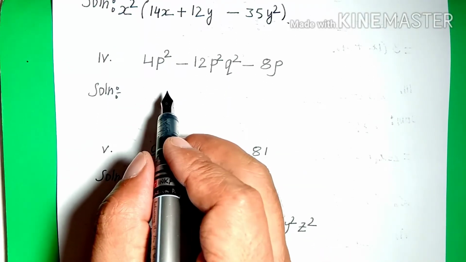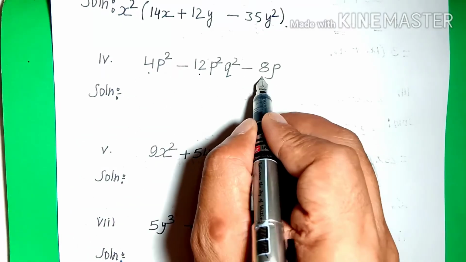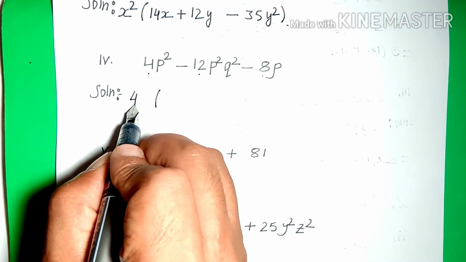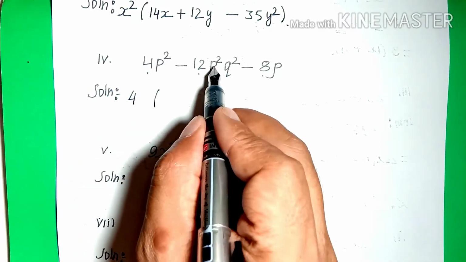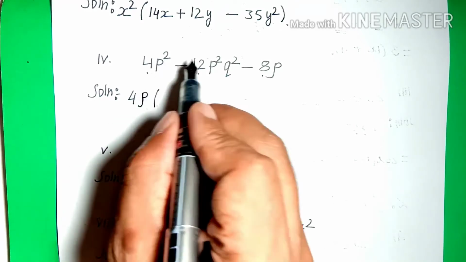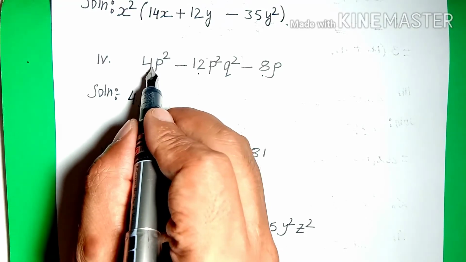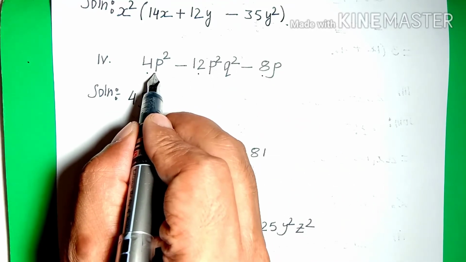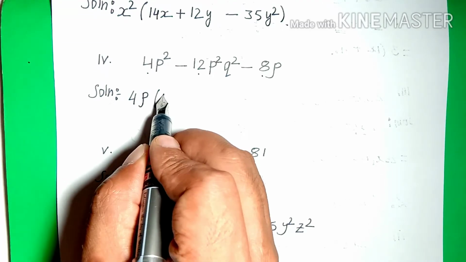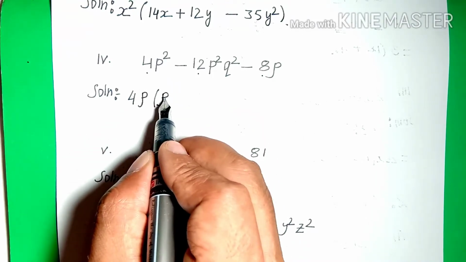Likewise, the next one, we can see here the constant values 4, 12, and 8. All these three are divisible by the table 4. Apart from that, we can see here p square, p square, p. That means we can take the letter p also common, and the least power among these three is 1. So after taking 4p common from all the three terms, what will be left out? 4 into how many times? 1. So we don't need to write 1. Then we are left with the variable p, because here 2, here 1. So 2 minus 1 will be only 1.